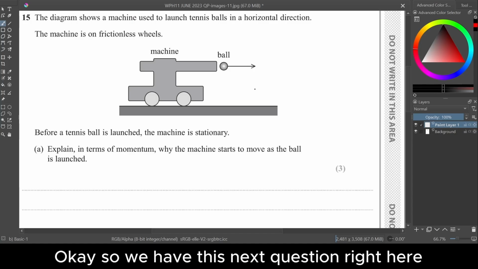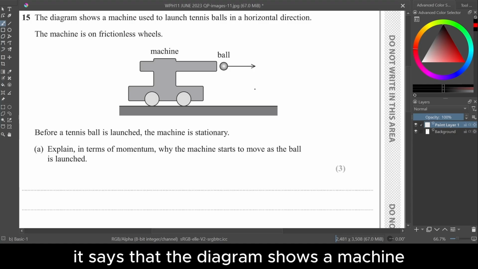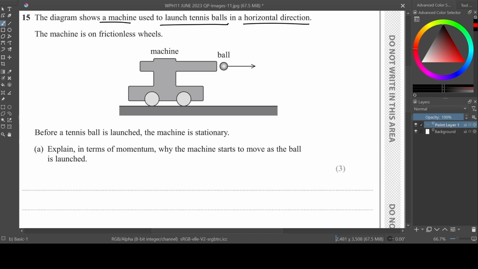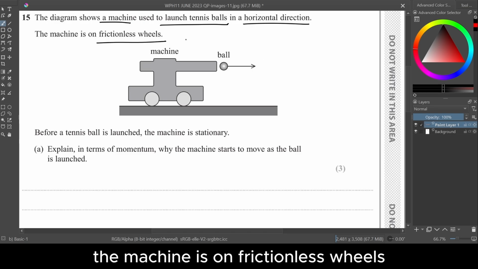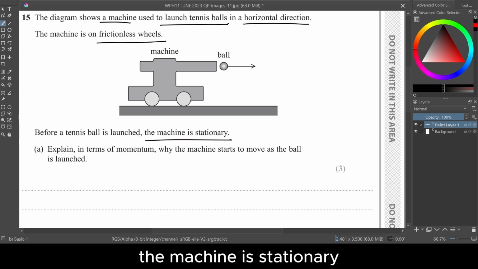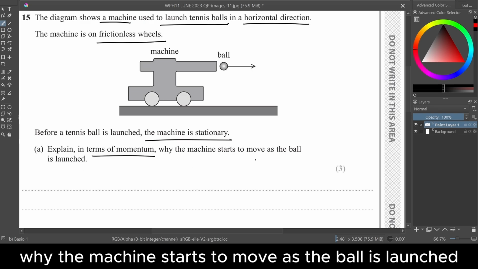Okay, so we have this next question right here. It says that the diagram shows a machine used to launch tennis balls in a horizontal direction. The machine is on frictionless wheels. Before a tennis ball is launched, the machine is stationary. Explain in terms of momentum why the machine starts to move as the ball is launched.